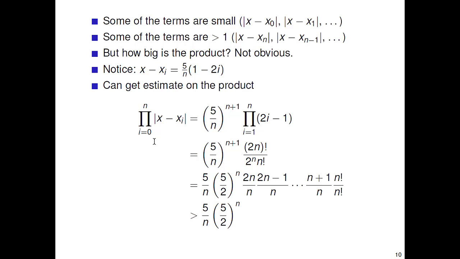So this product, I don't know exactly what it is. I haven't worked out exactly what it is, but we know all of this here is bigger than 1. So the product is bigger than 5 over n times 5 halves to the nth power. Again, that's not exact, but it's a much simpler expression to try to work with.